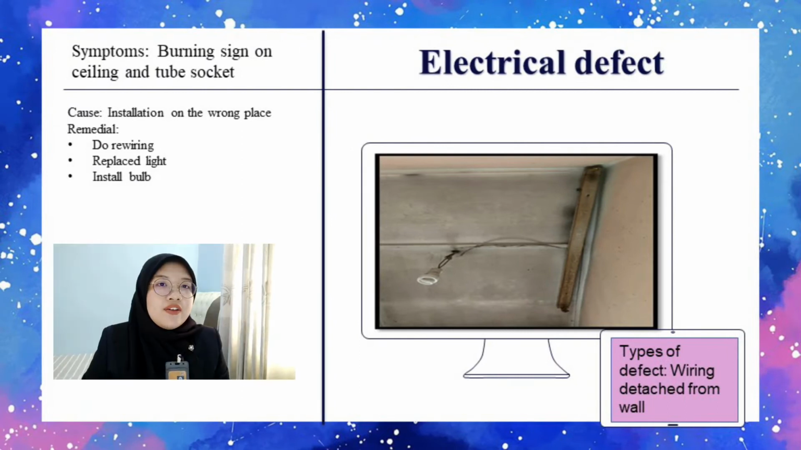Next is electrical defect, where there is wiring detached from the wall in the occupant's house and there is a burning sign on the ceiling and tube sockets. The electrical fault happened as a result of the wall light being installed in the wrong place, which led to burnout. To resolve, firstly, electric current leakage needs to be checked and rewiring procedures done.